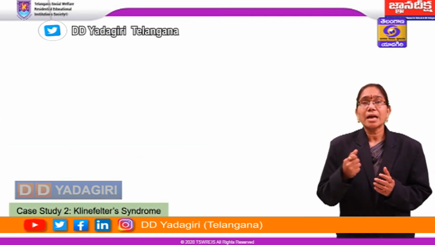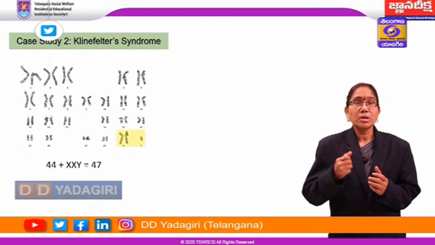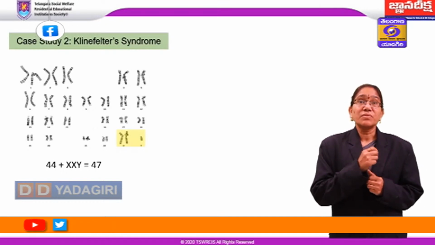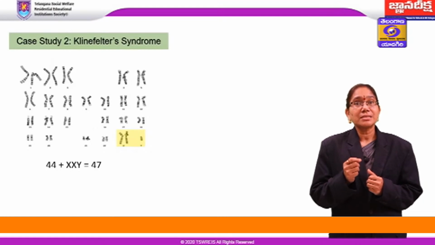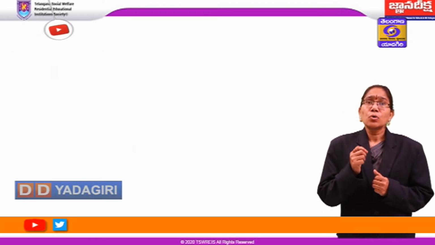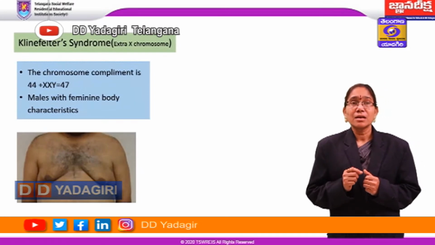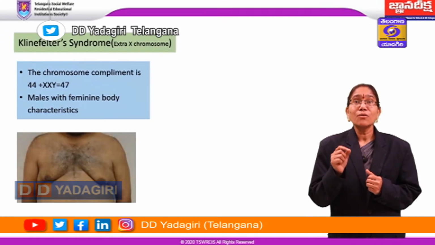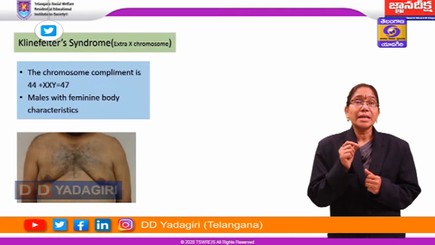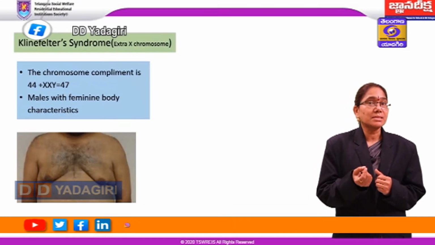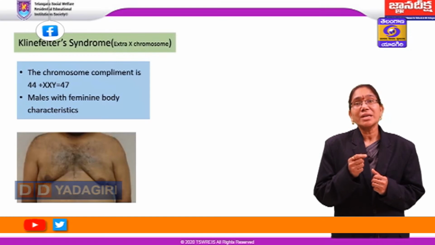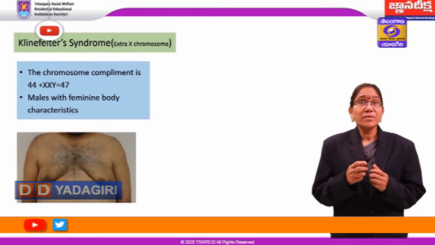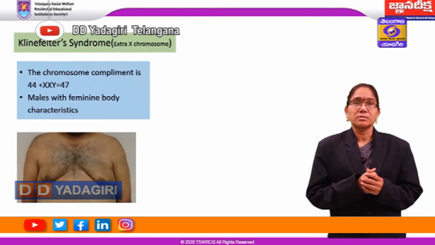Let us have another karyogram. In this karyogram, we can see one extra X chromosome, which results in Klinefelter syndrome. The chromosome complement for this is 44 plus XXY, total 47 chromosomes. Individuals are physically males, but they show feminine body characteristics. In the above examples, we saw changes in the chromosome number.